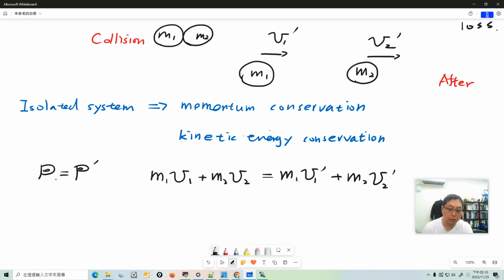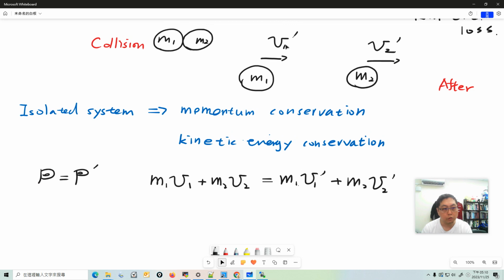And v1 and v2 are known, given. But v1 prime and v2 prime, we don't know. We want to solve the velocity of these two objects after the collision. So we have to solve v1 prime and v2 prime. For v1 prime and v2 prime, you have one equation and two unknowns, so it's not solvable. We need another condition.